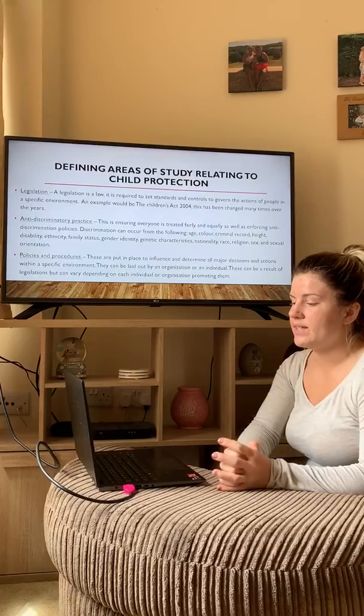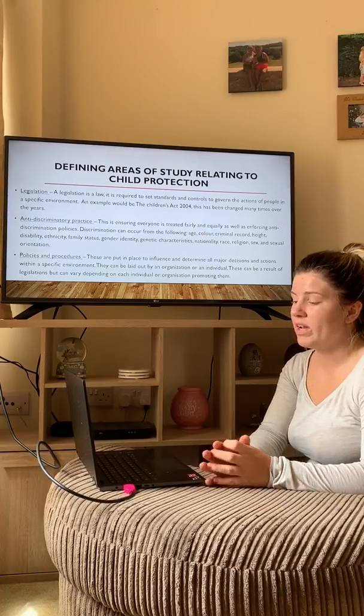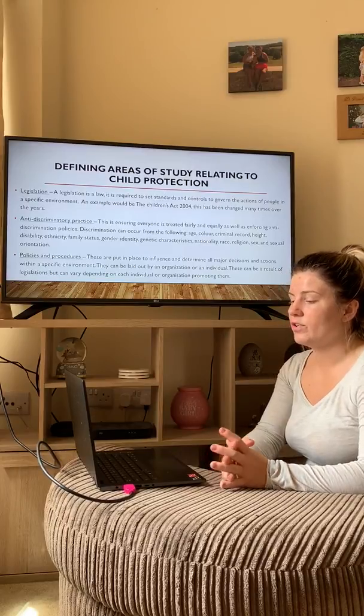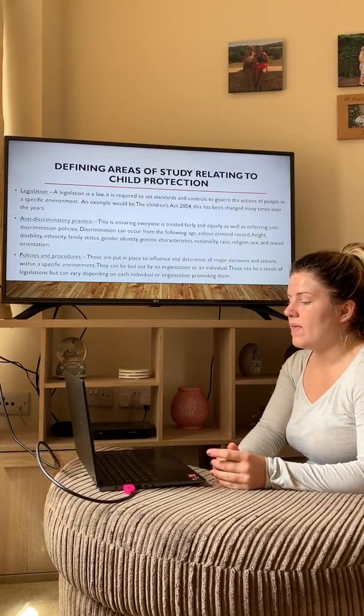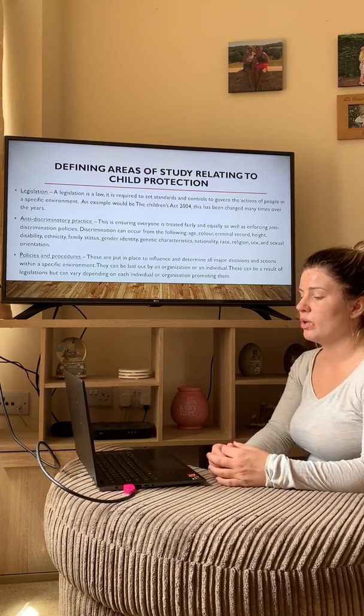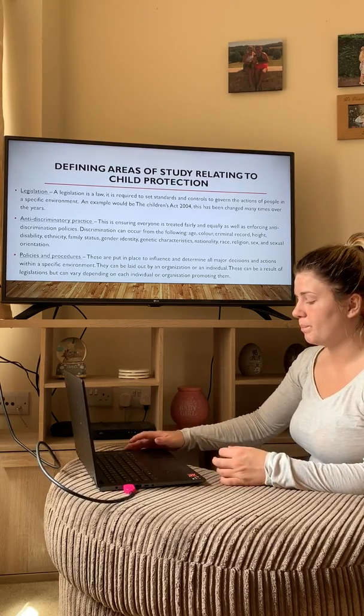Policy and procedures. These are put in place to influence and determine all major decisions and actions within a specific environment. They can be laid out by an organisation or an individual. They can be a result of legislations but can vary depending on each individual or organisation promoting them.